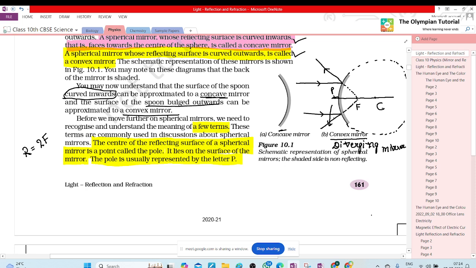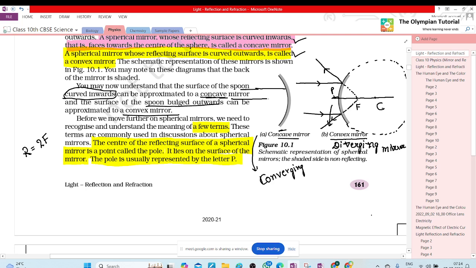Are you okay with it? Yes, ma'am. And this one is concave mirror. Concave mirror is also known as converging mirror. Why converging mirror? Because it converges the light rays in front of it. It converges like this. Light rays are coming.